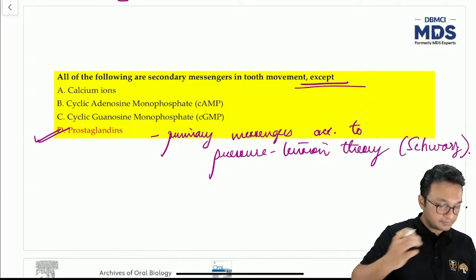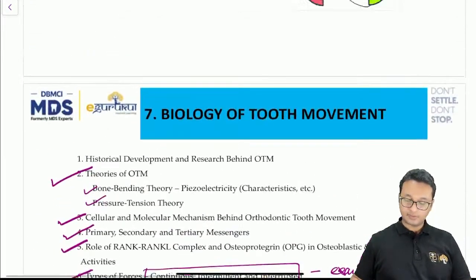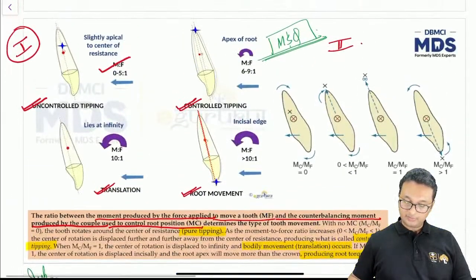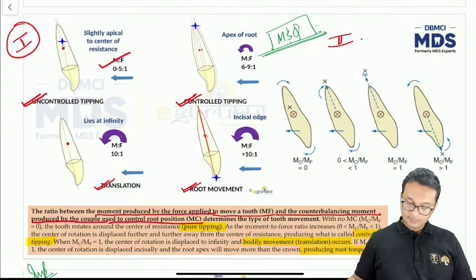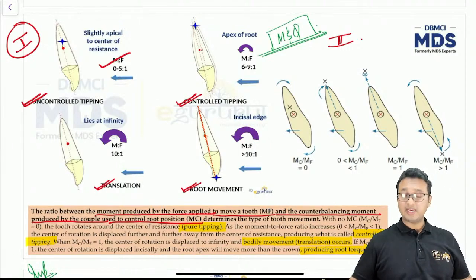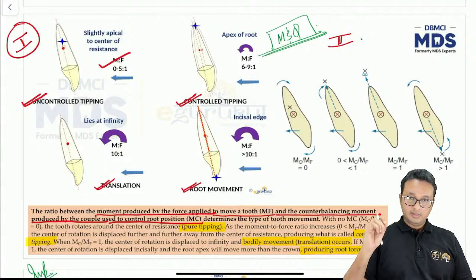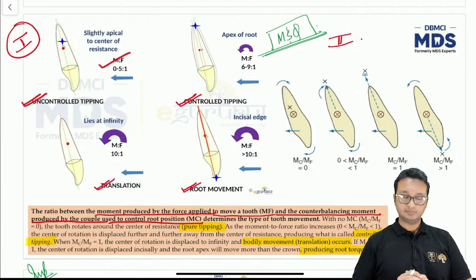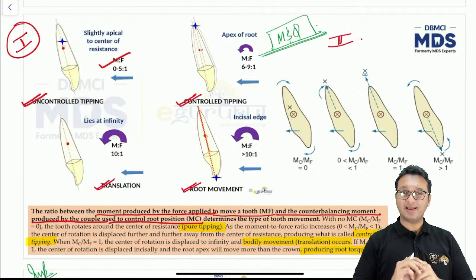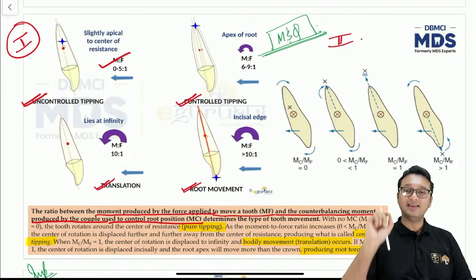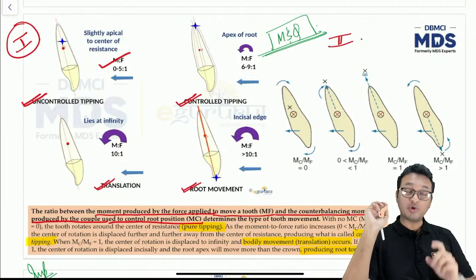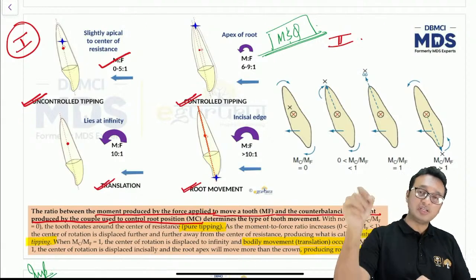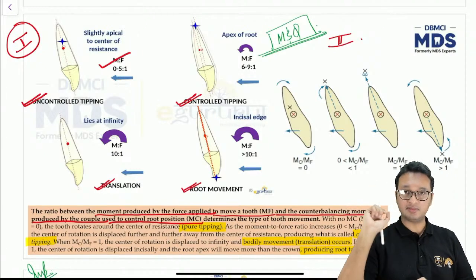Okay, Anand has asked me to explain translation again. Beta, what exactly do you want me to explain in translation? This particular figure? All right. So what I'm talking about, the amount of moment generated at the point of force application, that is at the bracket slot, to cause translation, to cause bodily tooth movement, should be equal to the amount of counter moment generated, again at the bracket slot.